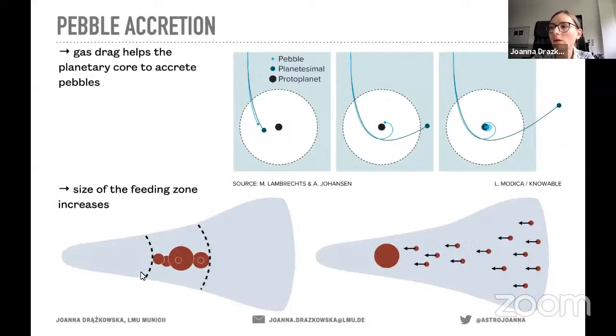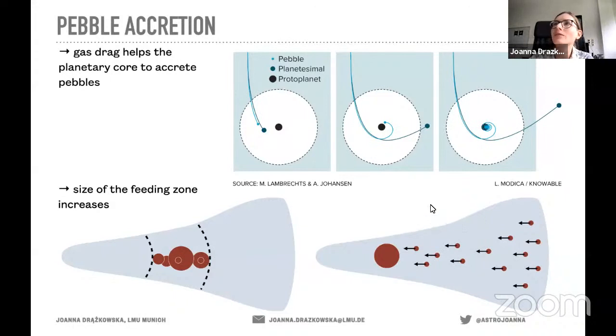I told you that these oligarchs in the classical view could just accrete the solids within their direct neighborhood, where their gravity was reaching, while the pebbles are mobile, so they are drifting through the disk. Because of that, the size of the feeding zone increases, because the planet can just sit somewhere and wait for the pebbles to come even from the outer parts of the disk. So why is this the case? Why are the pebbles moving through the disk?